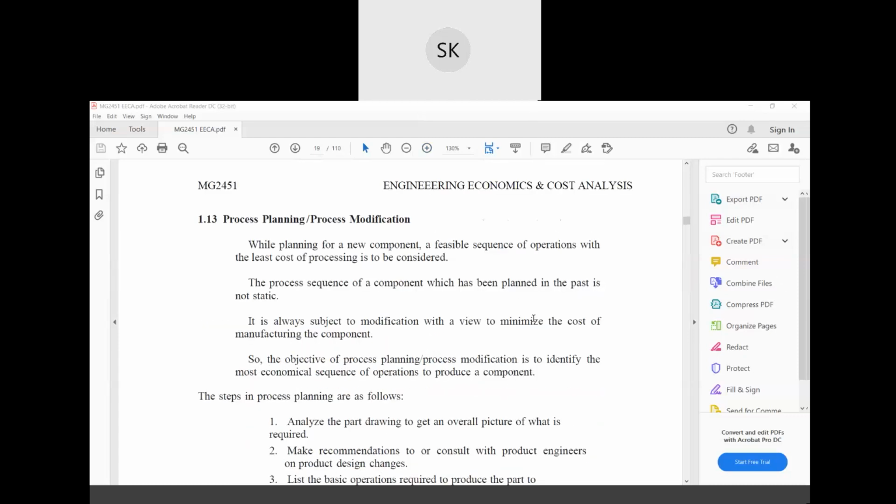Now, process planning and process modification. Why am I not able to... Okay, just give me a minute.